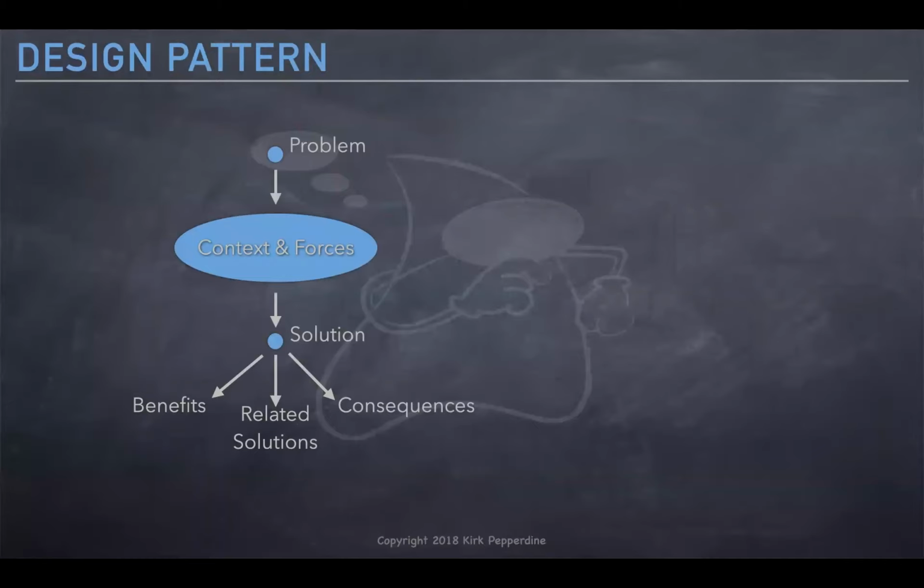If we look at a design pattern, we have a problem that we need to solve, and there's some context in which we need to solve this thing, and there are some forces also acting upon us. We combine all these things together, and we tend to end up with a solution to the problem. There are going to be benefits and consequences, and maybe other things we could have done, or related solutions that might fit this particular scenario. Right, so that's basically how we write software.